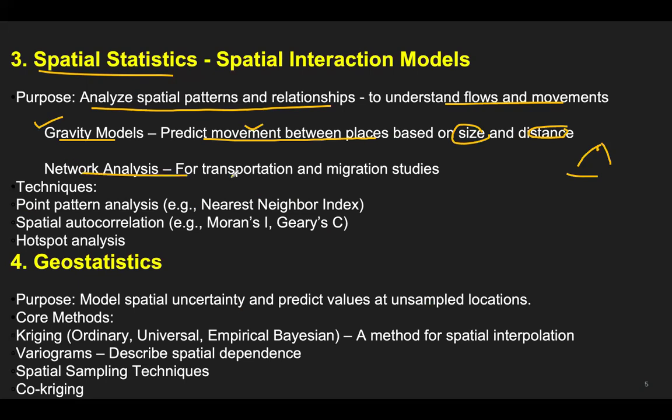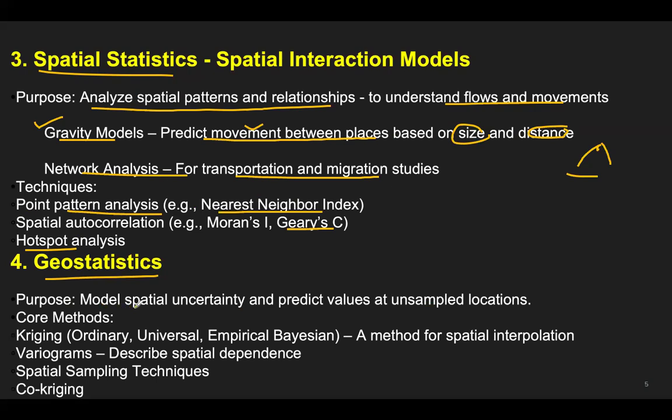Then network analysis for transportation and migration, since people keep on migrating from one place to another, and transportation is a continuous process. So how to study that? Techniques used are point pattern analysis, nearest neighbor index, spatial autocorrelation such as Moran's I and Geary's C, and hotspot analysis.